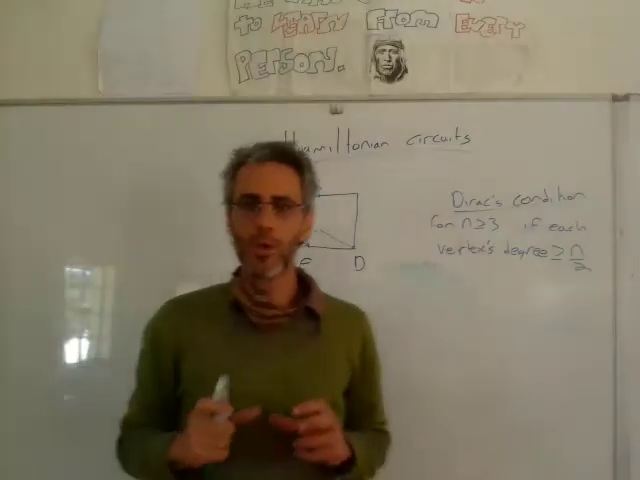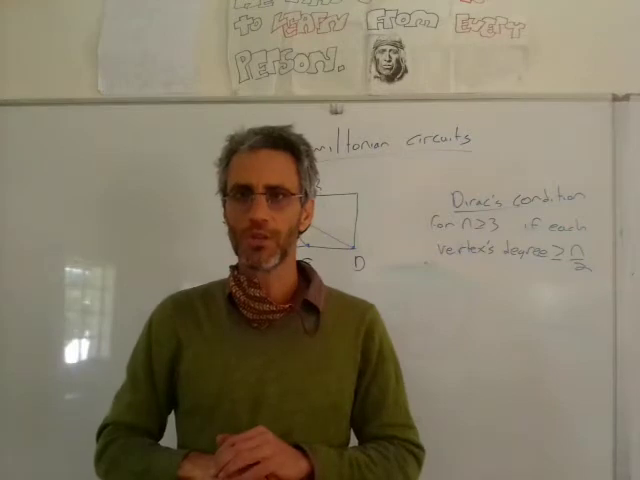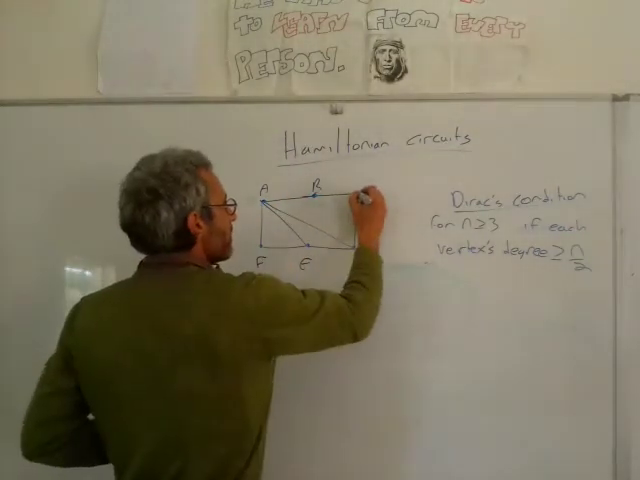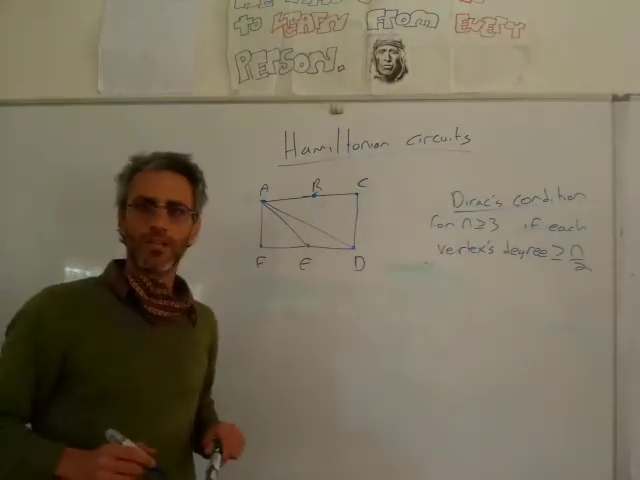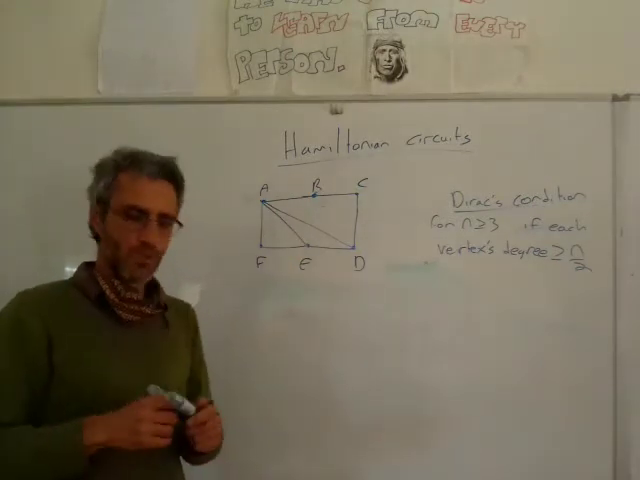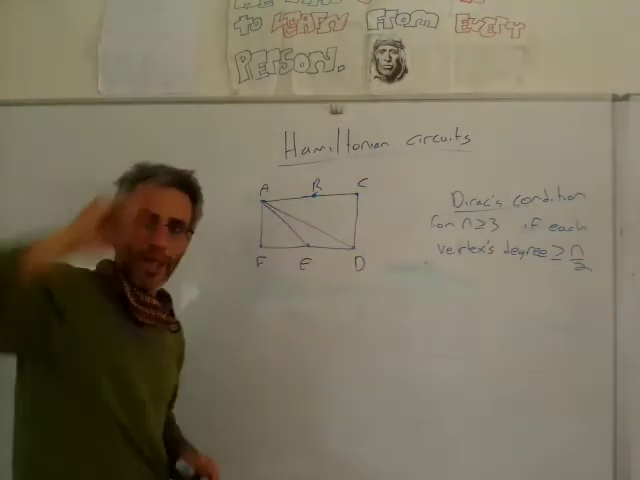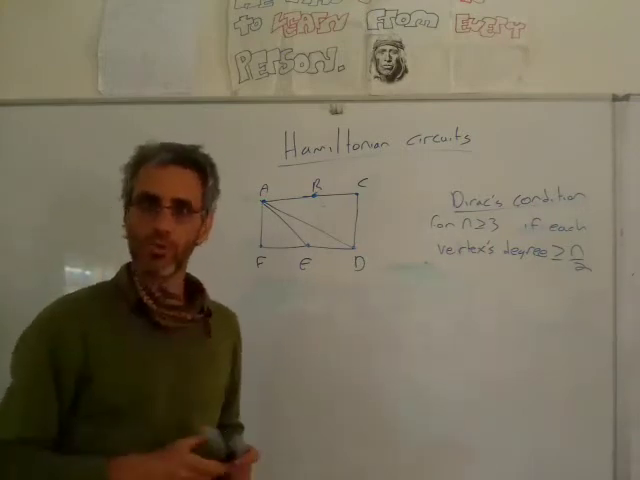So I've decided to make one more video and just dedicate it to Hamiltonian circuits. Okay? What is a Hamiltonian circuit? Let's say we have this graph. We say that a graph has a Hamiltonian circuit if we can find a circuit, meaning starting at one vertex and going back to the same vertex, where we visit each vertex once and once only.